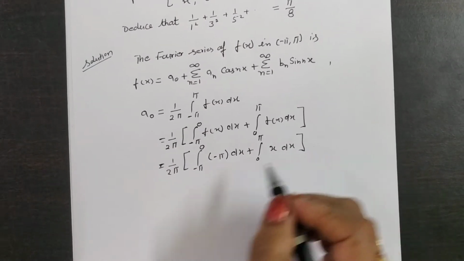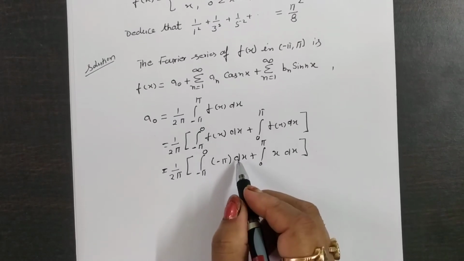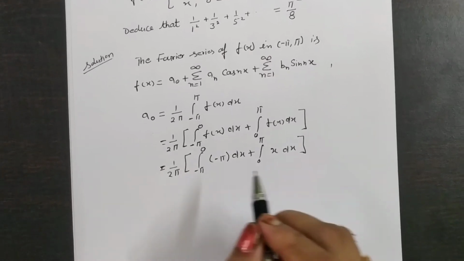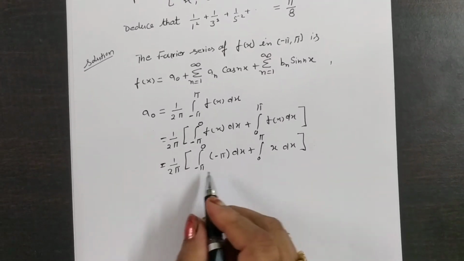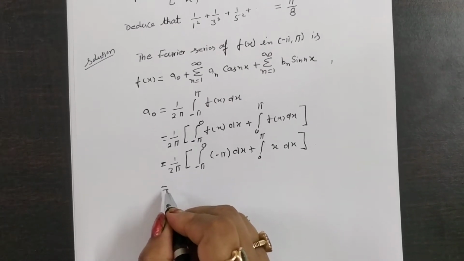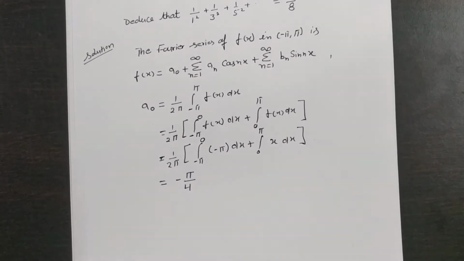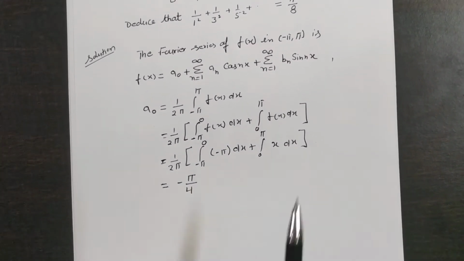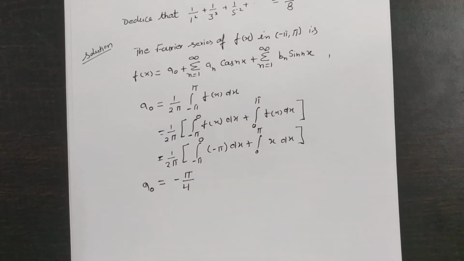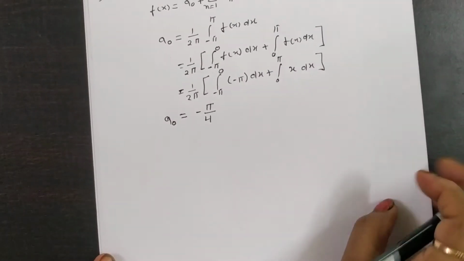Integrating, you get minus pi x, and here x square by 2, then taking the limits. If you solve this integral, you find the value is equal to minus pi by 4. You can evaluate this integral. So you find a0. Clear? Now you find an and bn.